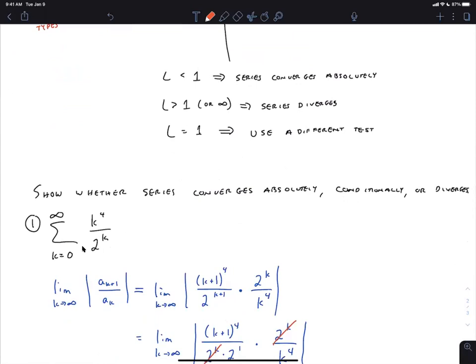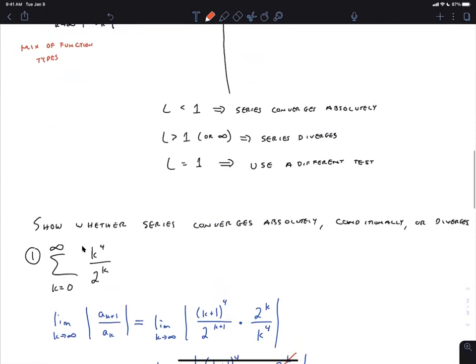Another thing that you look for, so you have a mix of function types, you have a lot of times exponentials with a base other than 1 or -1.